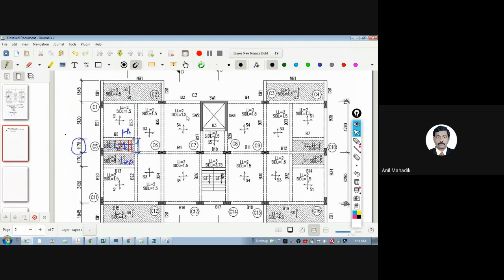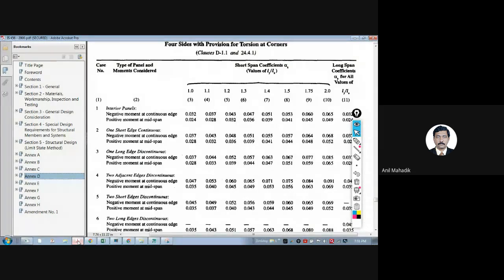So here you can see for this S4, this part is discontinuous. This part is continuous. This part is continuous. This part is continuous. Getting this? Yes, sir. So this is your discontinuous edge, and those conditions are given here. If you see this, now let's say condition 2 is one short edge continuous. When we say one short edge continuous, that means the other 3 edges are discontinuous.